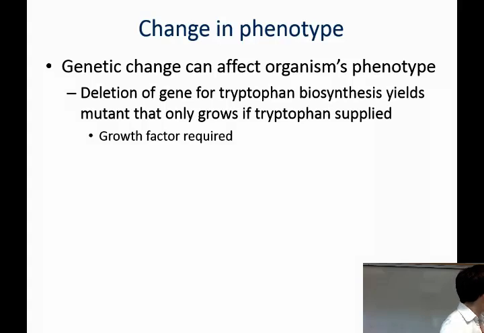So, for instance, perhaps we mutate the gene for one of the genes in tryptophan biosynthesis, okay? And we disable that protein. Then tryptophan can't be made, and the only way that microbe's going to survive is if it can actually take tryptophan up from its environment, which is possible. But that means that that particular mutant is only going to survive if you supply tryptophan in the medium.